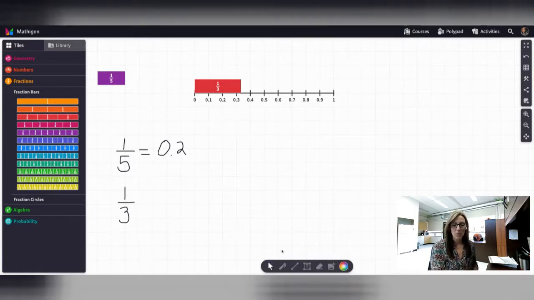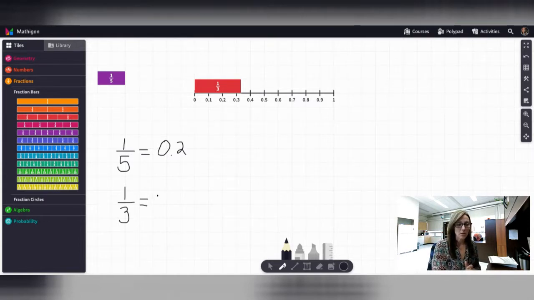So they may come up with whatever their estimation is. They know it's past 0.3, but then you have to have a conversation. What is between 0.3 and 0.4, or 3/10 and 4/10? What are those values in between? So now we're getting to the hundredths. So the students will have to think about that.